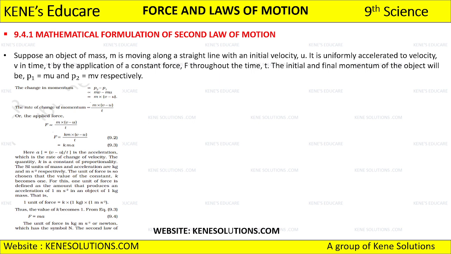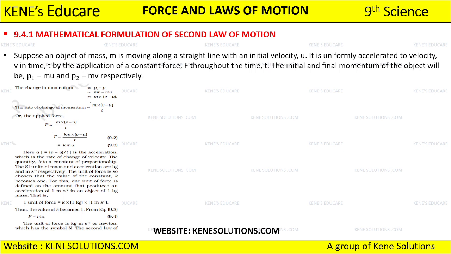See, suppose an object of mass m is moving along a straight line with an initial velocity u. So the mass of the object is represented as m, the initial velocity as u. Now it is uniformly accelerated to velocity v in time t by the application of a constant force f throughout the time t. So here they have just given that velocity is v, time is t, and the constant force is denoted by f.